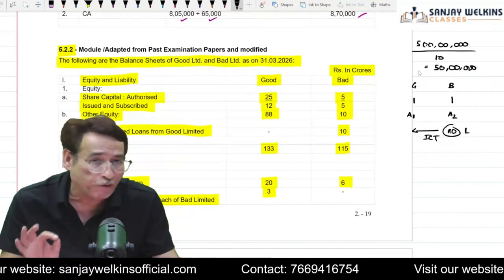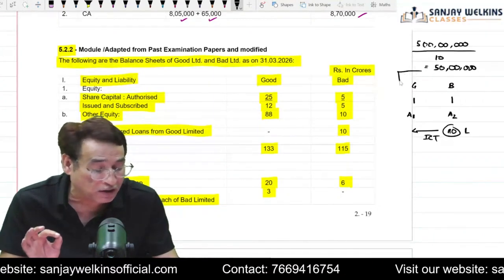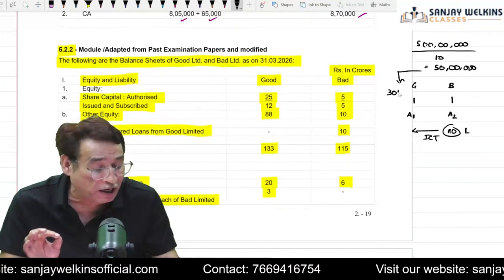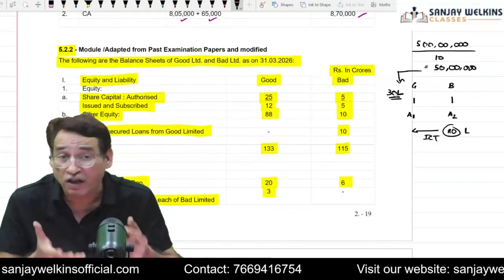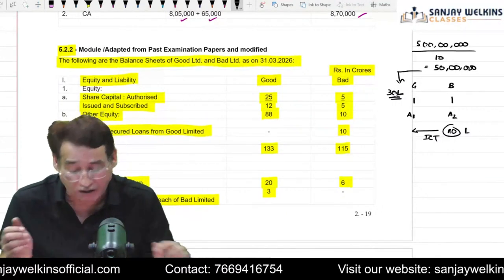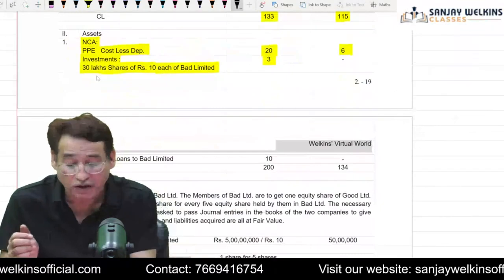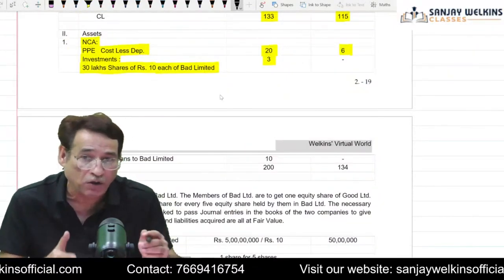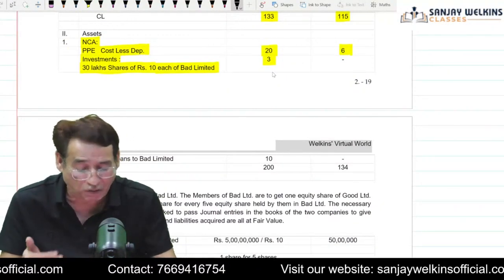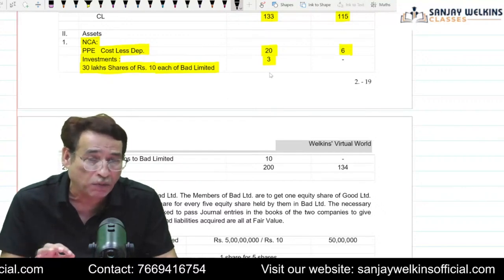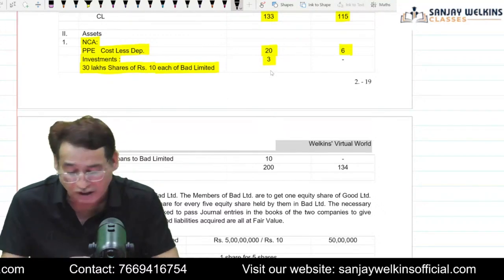So out of 50 lakh shares of Bad Limited, this company is already holding 30 lakh shares. 30 lakh worth of shares are already in our hand. You can see here, investment, 30 lakh shares of 10 each. And in order to acquire 30 lakh worth of shares, they have spent 3 crore rupees. Is it clear to you? 3 crore means 300 lakhs.